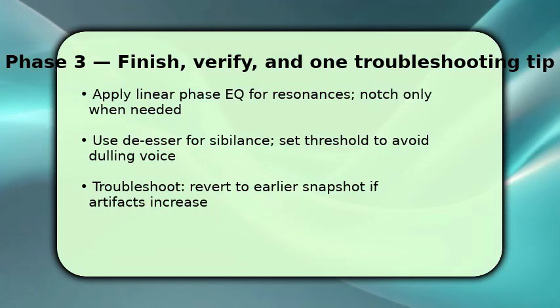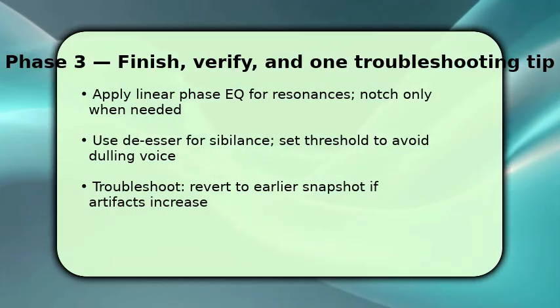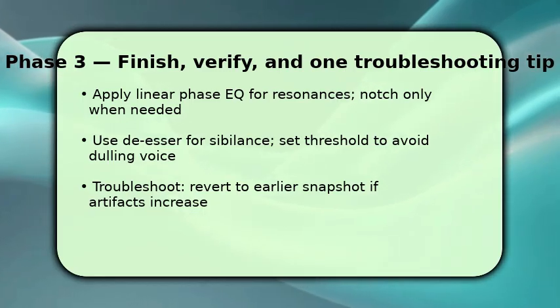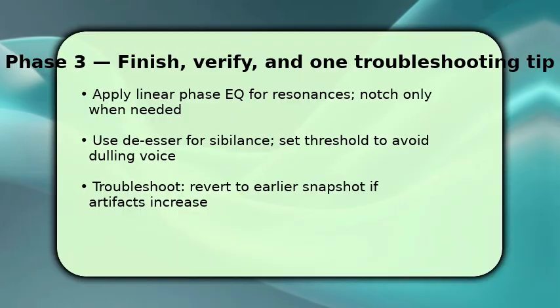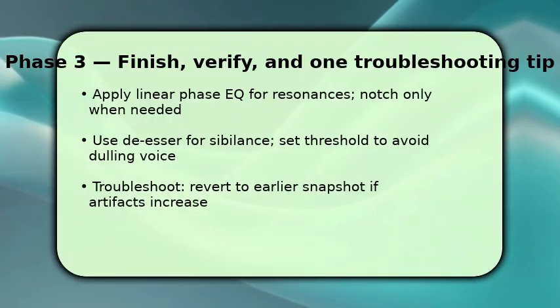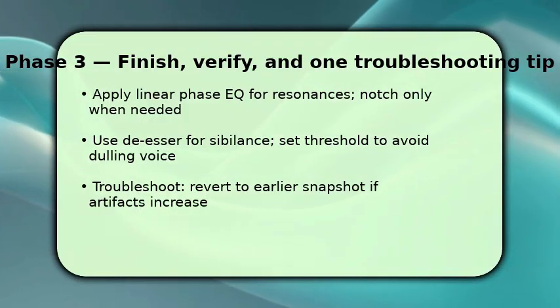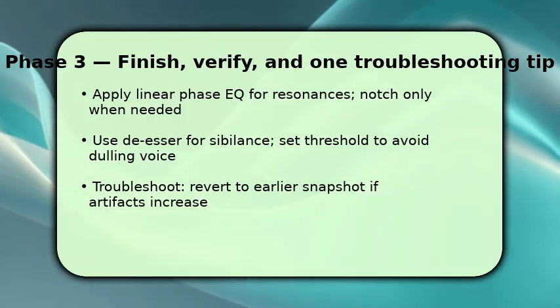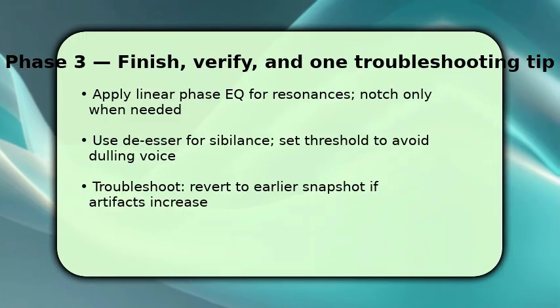You finish with transparent polishing. Apply a linear phase EQ to tame resonances, using narrow notches only where necessary, because wide cuts alter timbre. Then run a de-esser to manage sibilance. Adjust the threshold so sibilance is reduced without sounding lisped. Once satisfied, render to lossless and listen on multiple devices.